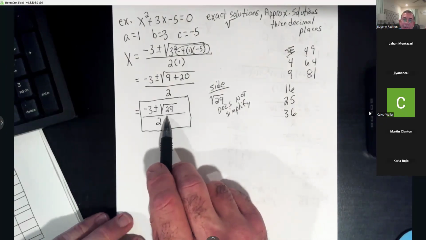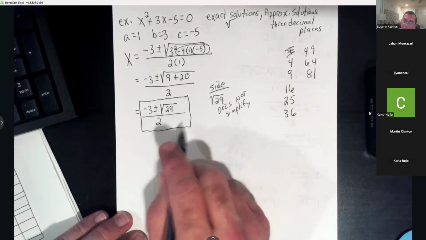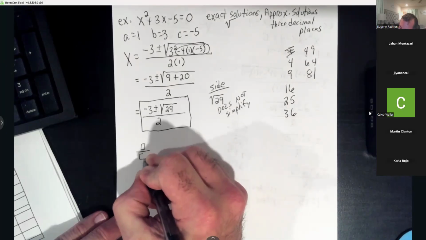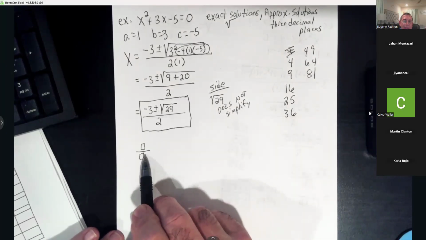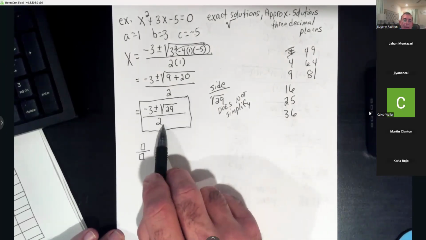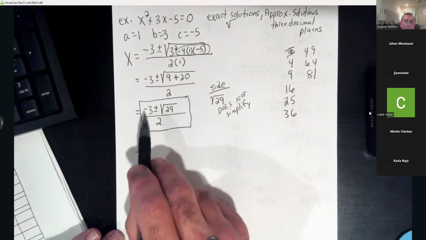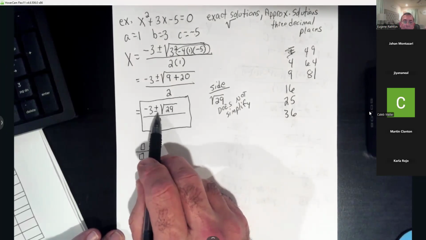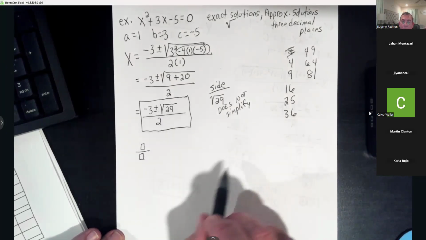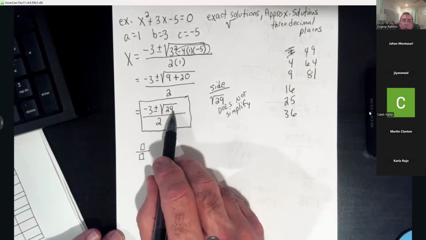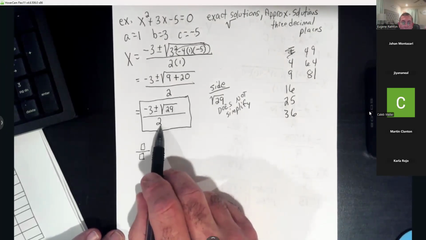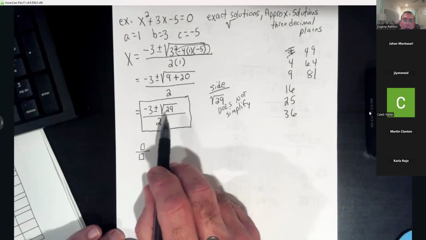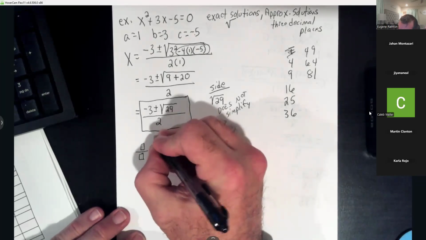Now, when you put this answer in MyLab, the first thing you want to do is choose the fraction first. Okay, then when you got the fraction chosen, on top, put your -3, plus or minus. Click on the square root icon it gives you, put that 29 in, then arrow down to the bottom and put the 2 in, okay? So these are the two exact answers.